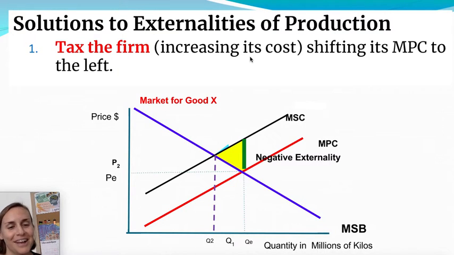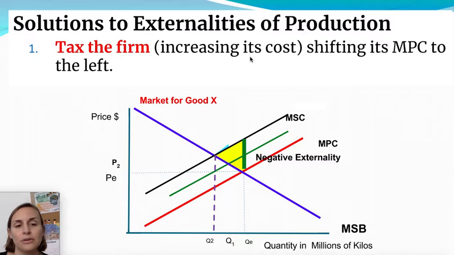Marginal private cost is the same as our supply curve, right? So if we're going to tax the firm and shift up the supply curve, what we would do here is tax the firm and increase their marginal private costs, right, by shifting it to the left. So I would draw in a new marginal private cost curve plus tax, right?